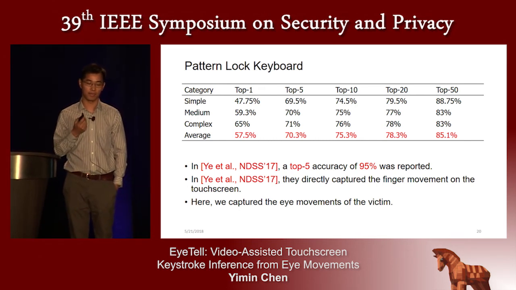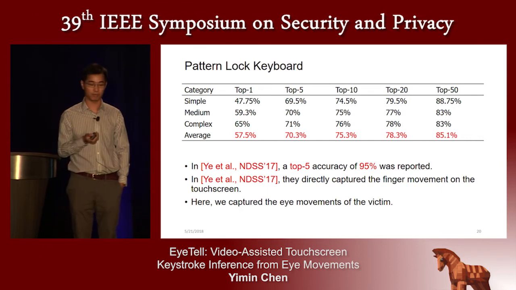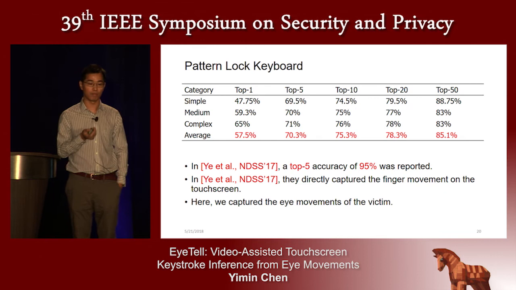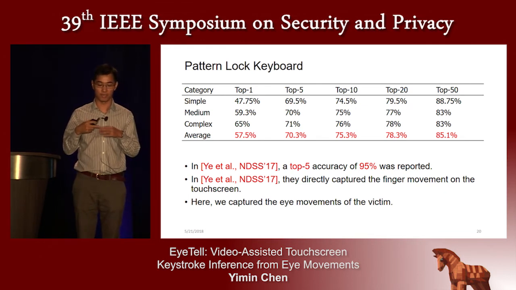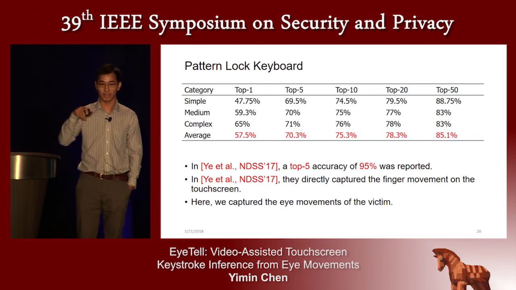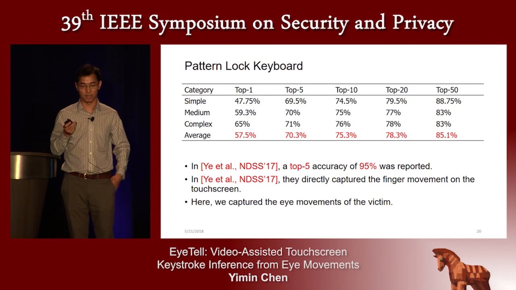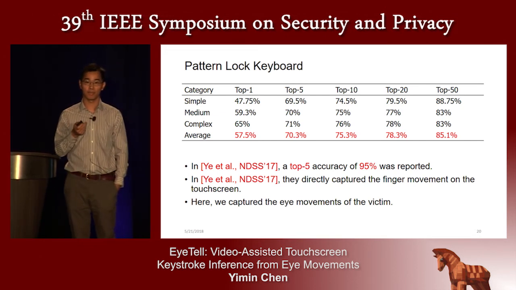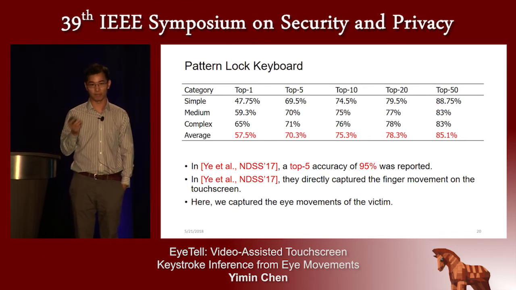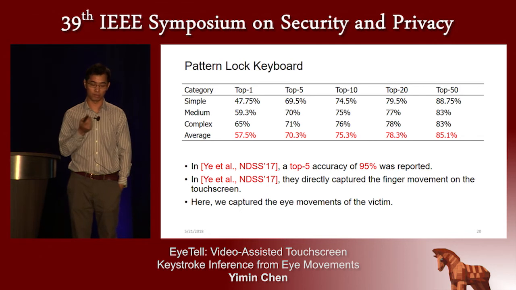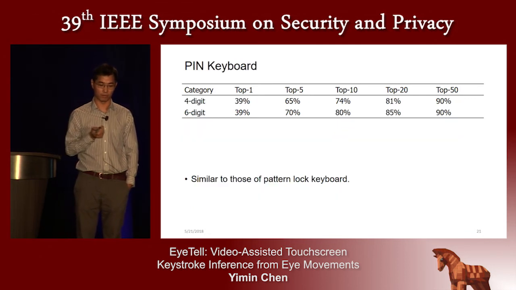Compared to the 2017 DSS paper, their result is much better. The main reason is that the assumption in that paper is that they can directly capture the finger movement. We don't have such an assumption. So the eye trace we use can only reflect the finger movement on the touch screen indirectly. Therefore, we only achieve a lower inference accuracy.